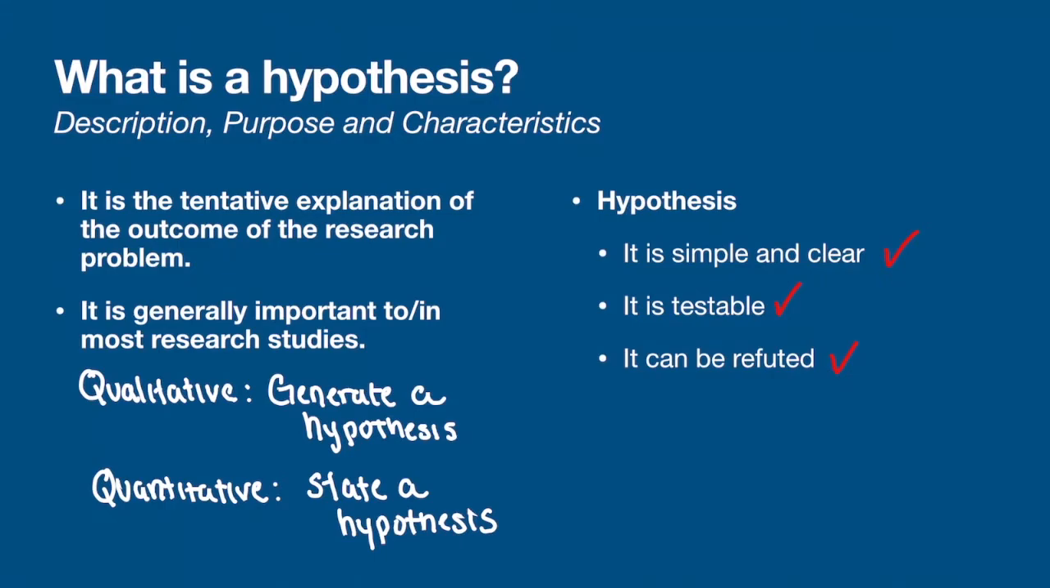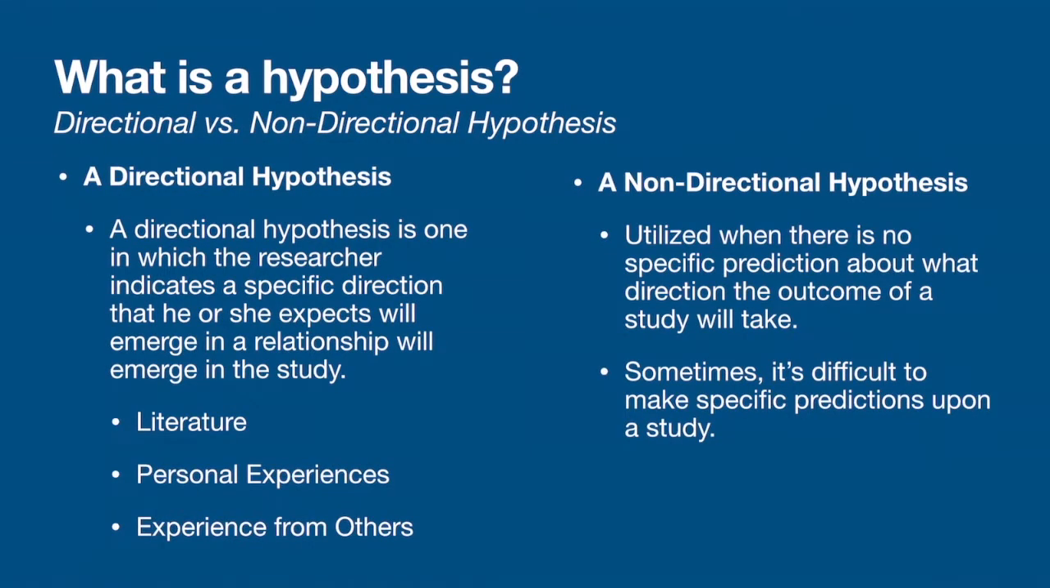Now, one of the things that we'll take a look at next are the two different ways that we can state our hypothesis. So we can state it in one of two ways. We can state our hypothesis as either being a directional hypothesis, or we can classify it as a non-directional hypothesis. And so if we're looking at a directional hypothesis, as you can see here on the screen, it's going to be one that the researcher uses to indicate that a specific direction will occur because of his or her study.